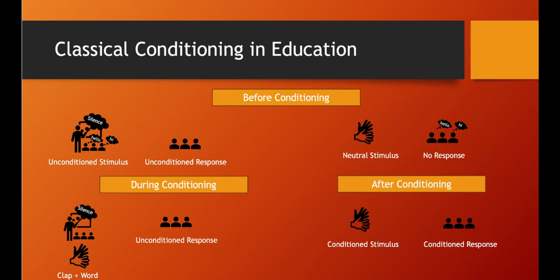The second phase, like we said before, is the one during which the teacher would make a connection between the clapping and the word silence. He would clap his hands and at the same time say "silence." After a few weeks, the teacher would only clap his hands and the students become silent. The clapping is then no longer a neutral stimulus because it was conditioned in such a way that leads to a conditioned response, which is the students getting silent.